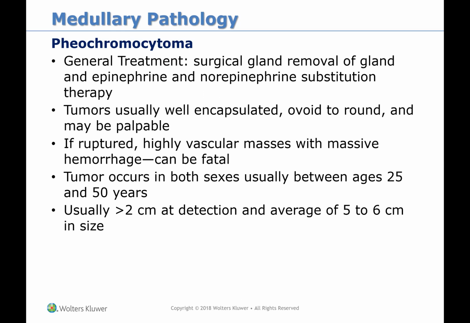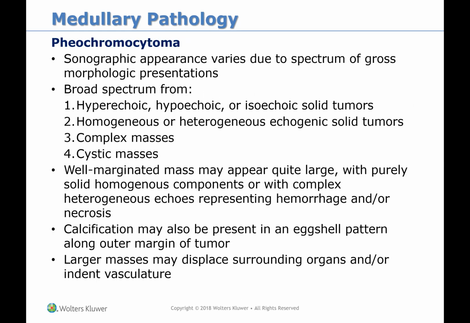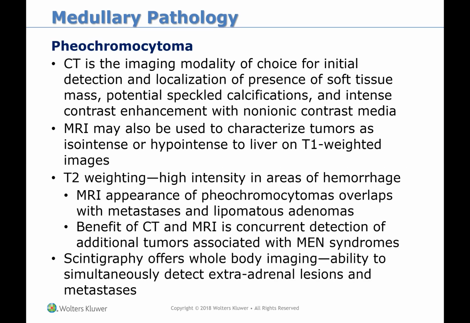Usually they will remove the gland and then substitute with therapy, like hormone therapy. They can occur between 25 and 50 years old. This mass in the medullary part of the adrenal gland can have different echotextures. So it can be hyperechoic, homogeneous, complex, or cystic. Oh, surprise, surprise, CT is the imaging modality for this. Literally, it is, guys. It is.